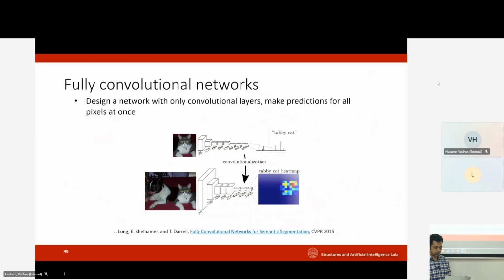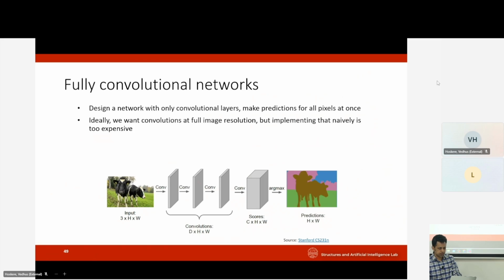One seminal work that did this efficiently was the fully convolutional network. As the name suggests, this network has no fully connected layers. It's only convolutions. The reason for that is because we want an output that is the same size as the input, and we want that to be as efficient as possible.